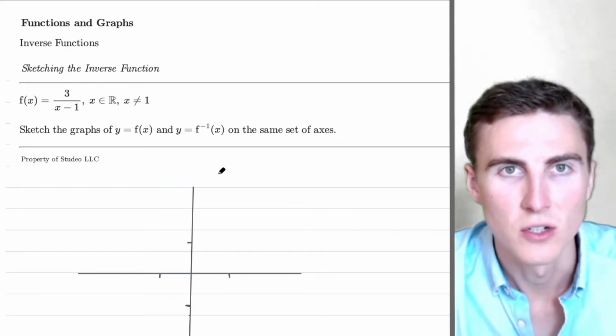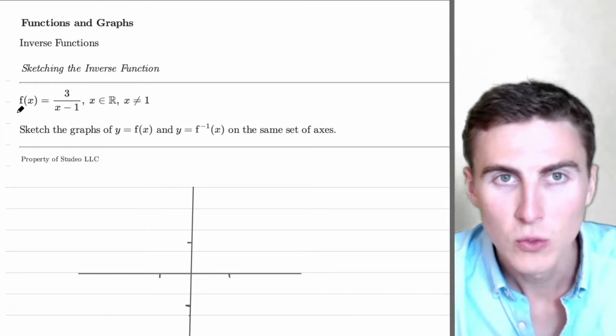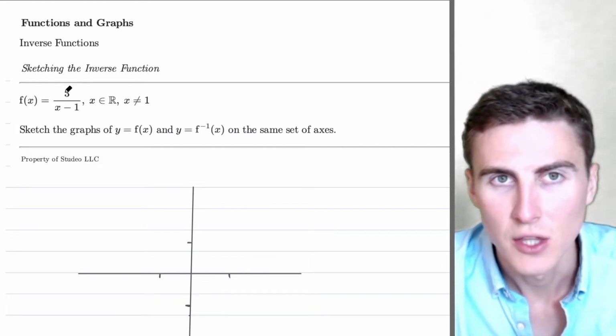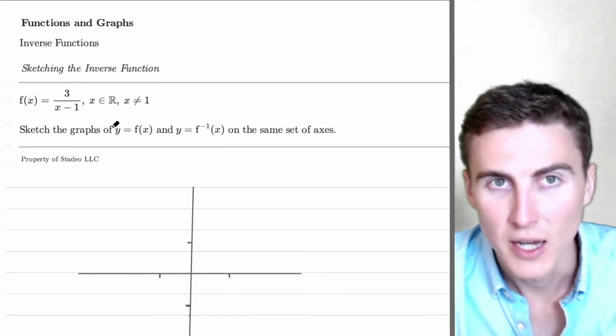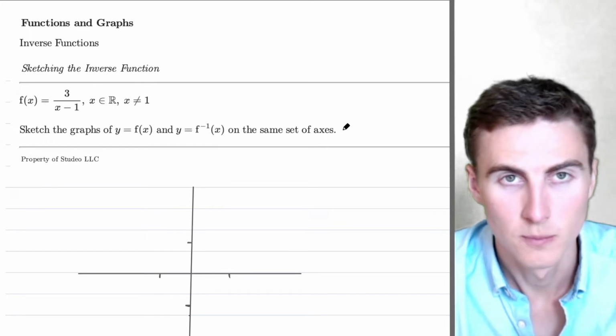Hello, so in this question, we're looking at how to sketch inverse functions. Now, this one here is kind of tricky, to be fair. So the function is 3 over x minus 1, but we have to sketch both this function and its inverse function on the same axis.